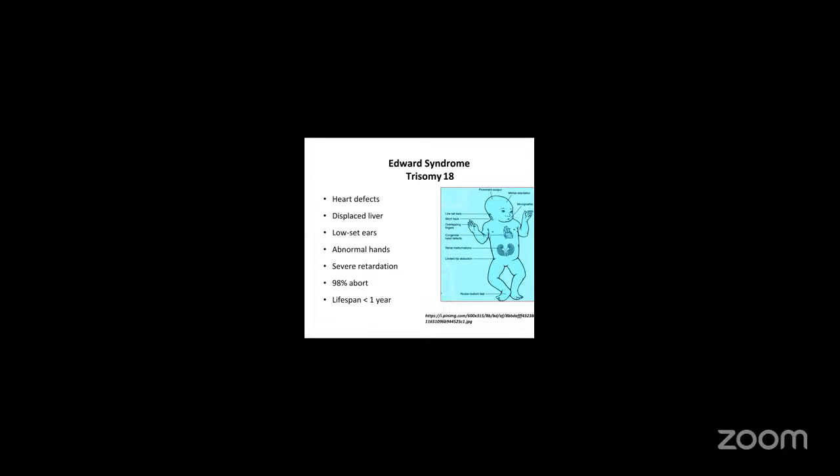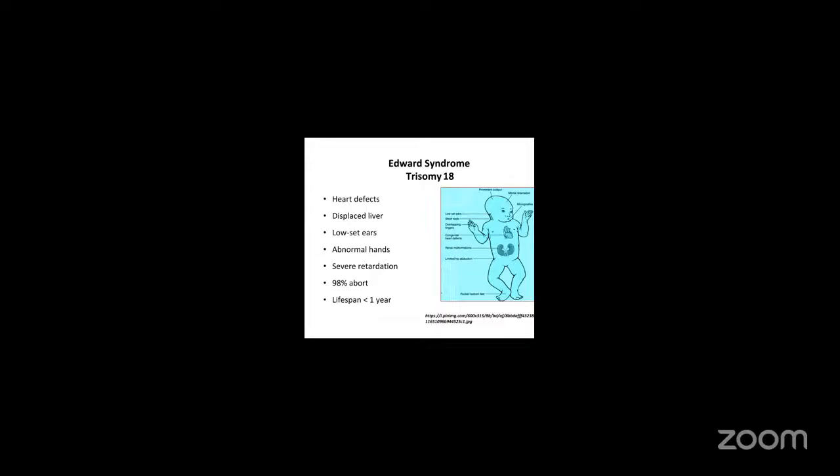Okay. The next is Edwards syndrome. Edwards syndrome is related with trisomy 18. So here, trisomy 18 means you have an extra 18th chromosome. So three sets of chromosome 18.